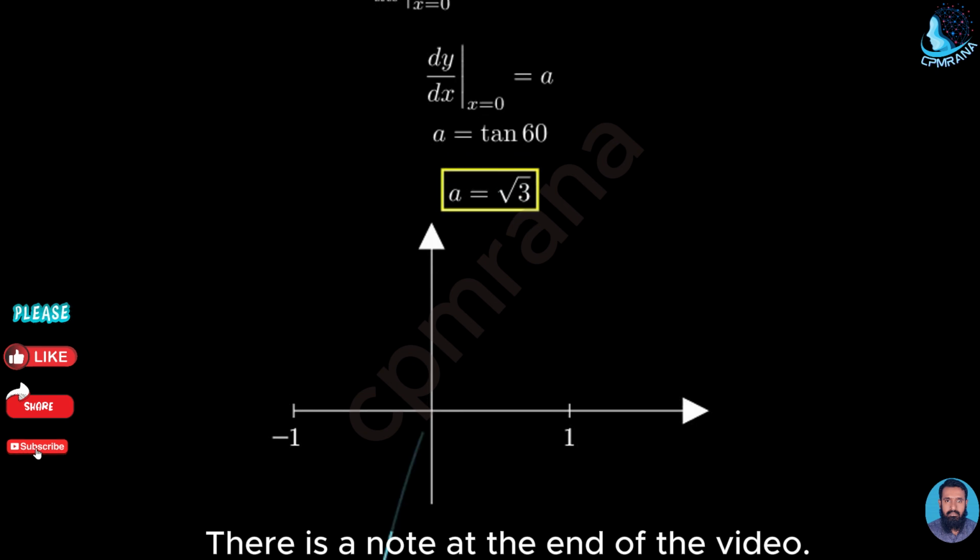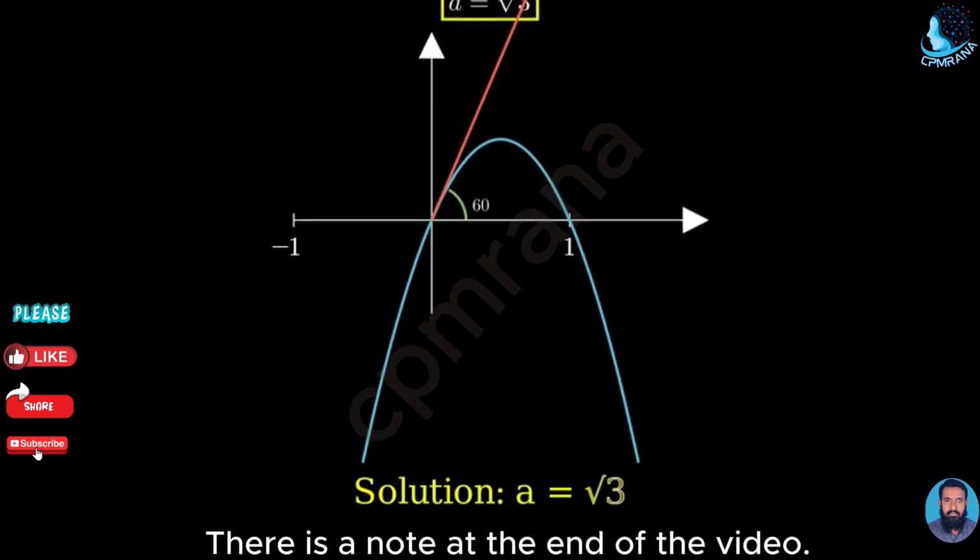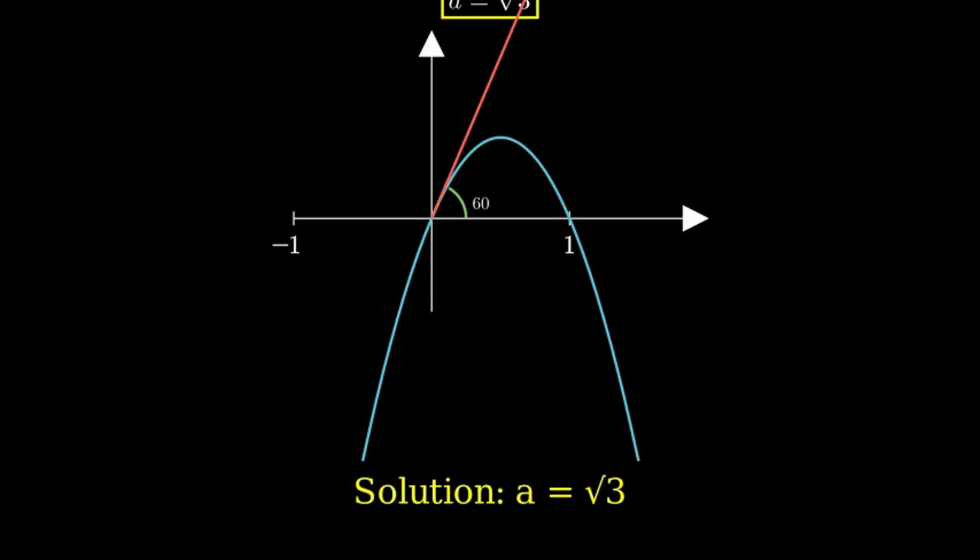Here's what our function looks like when a equals square root of 3. Notice how the slope at the origin is exactly tangent of 60 degrees. And that completes our solution. We found that a equals square root of 3 by taking the derivative, evaluating it at the origin, and setting it equal to tangent of 60 degrees.